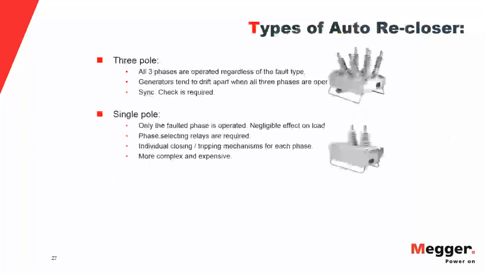Now, when it comes to the types of auto recloser, I'm not talking here about how you build them. I'm not talking about oil or vacuum. Here, I'm talking from the operational perspective. What can they do in the system? When we're talking about types of auto recloser, we have the 3-pole reclosers or 3-phase reclosers, in which all 3 phases are operated regardless of the fault type. These are, I would say, the most common reclosers out there. I'm talking worldwide.